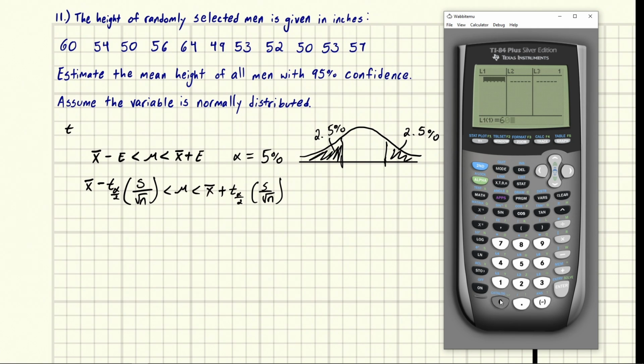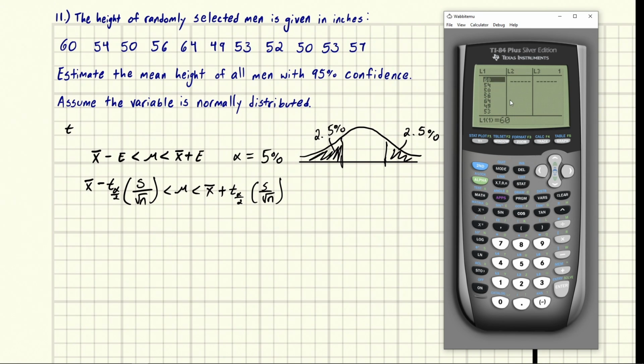All right, so we've got 60, 54, 50, 56, 64, 49, 53, 52, 50, 53 again, and 57. All right, sweet. So there are our numbers, and I'm just going to go through and really quick make sure I didn't miss anything. And on the test, I highly recommend doing this. Go back and just consciously make sure you put everything in right.